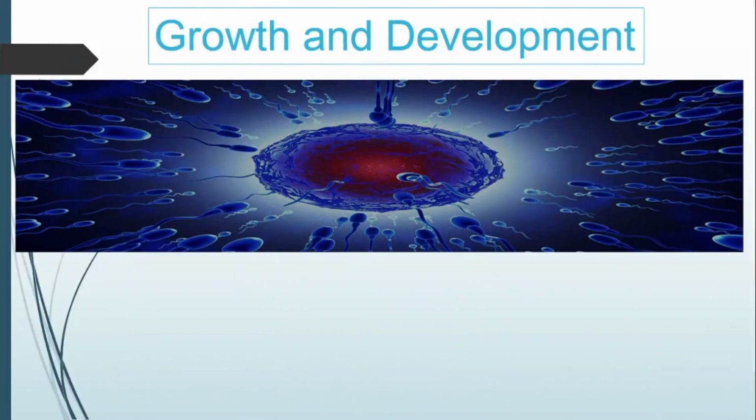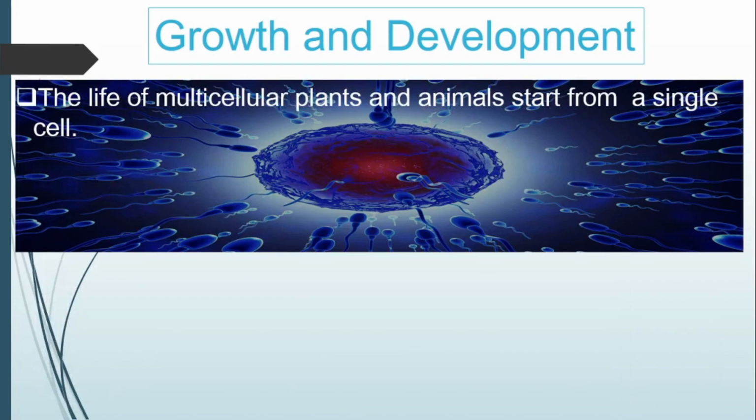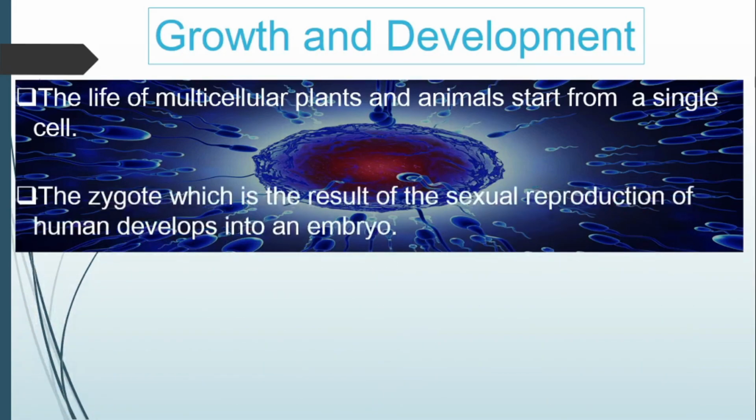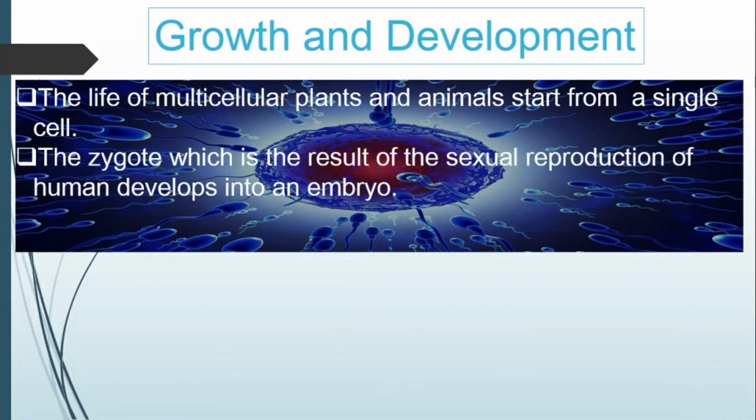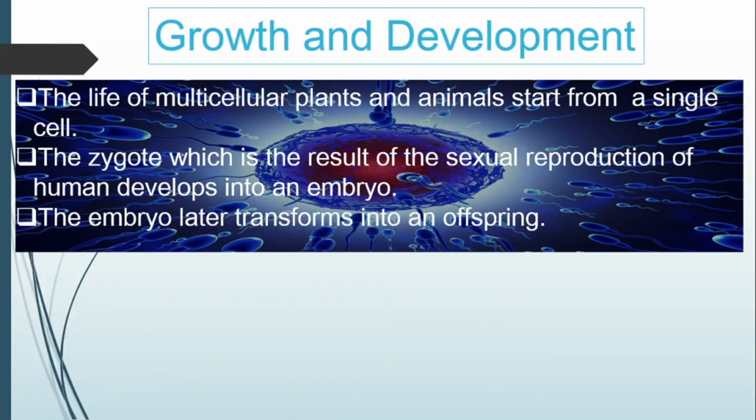And the next one is growth and development. The life of a multicellular plant or animal starts from a single cell. The zygote, which is the result of sexual reproduction in humans, develops into an embryo. The embryo later transforms into an offspring.